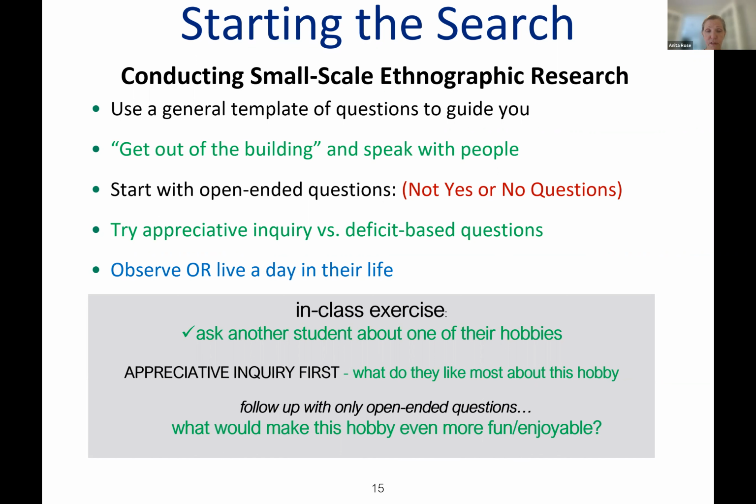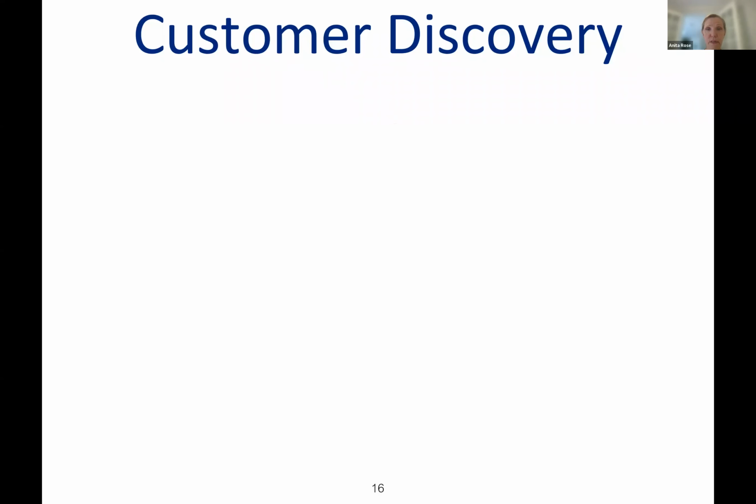Here's a class exercise. You can go ahead and go along with this if you'd like. We're just going to move along to the next section here.